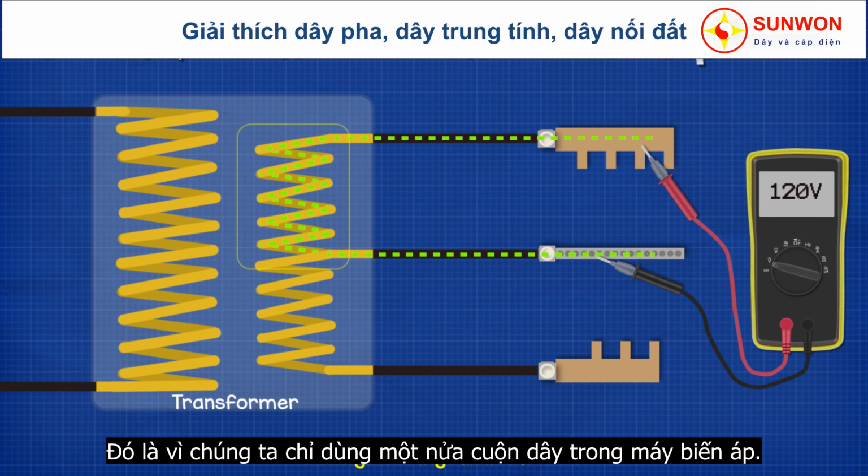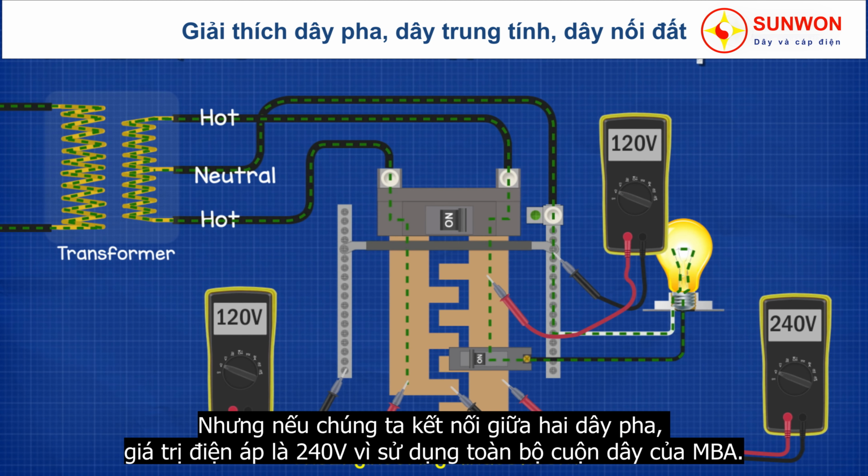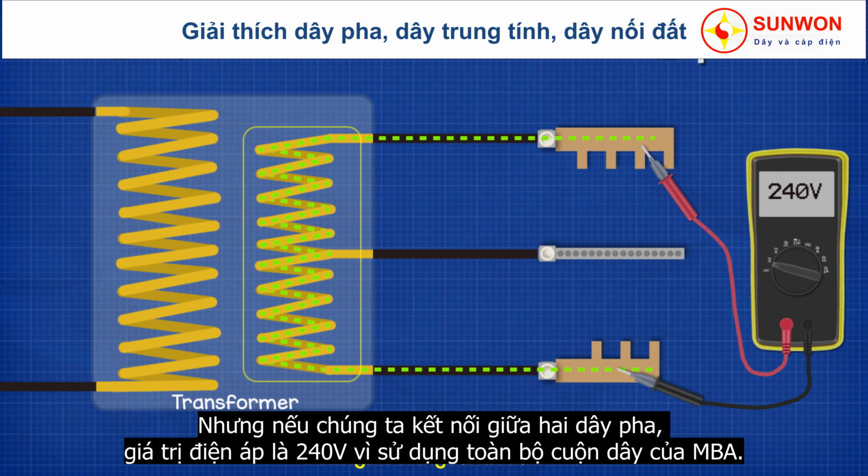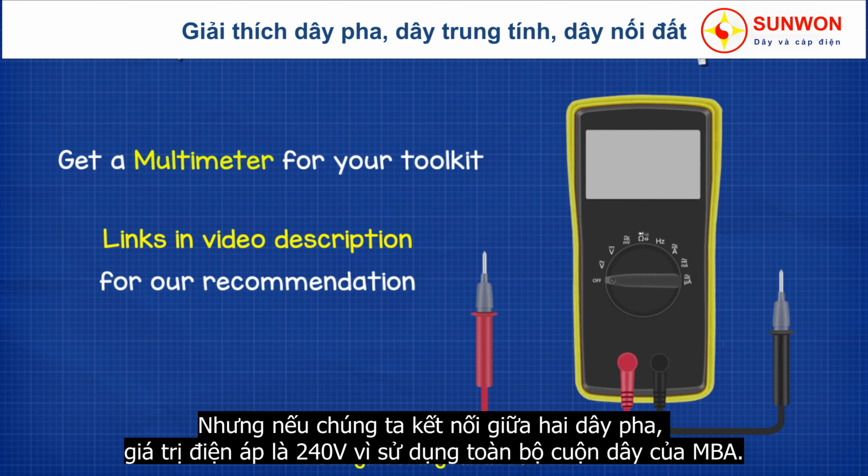That's because we're only using half of the coil in the transformer. But then when we connect between the 2 hots, we get 240 volts because we're using the full length of the transformer coil. If you don't have a multimeter, I highly encourage you to get one, links down below for which one to get and from where.